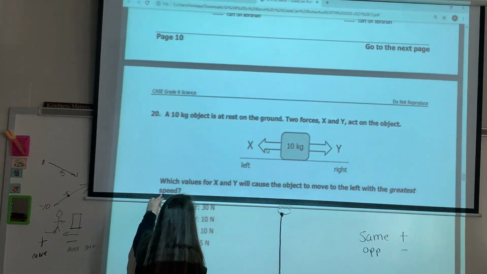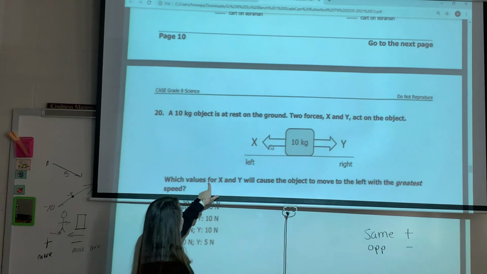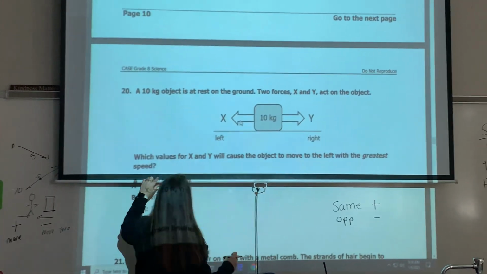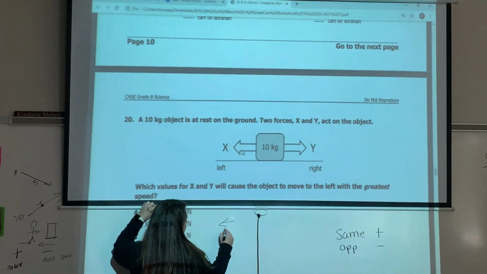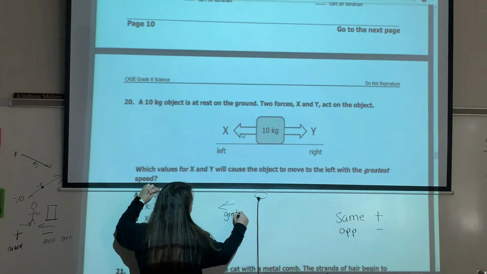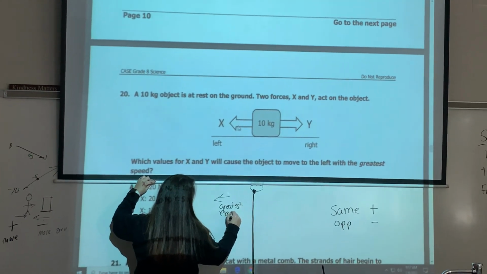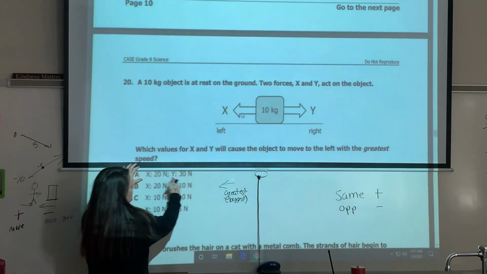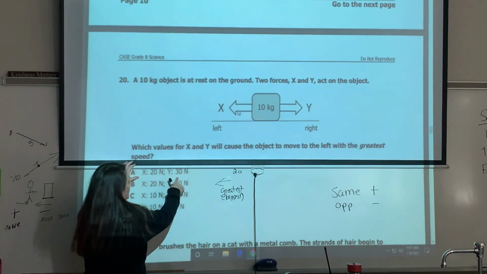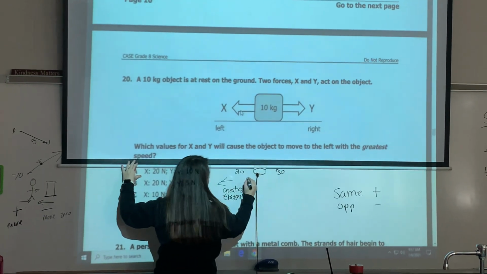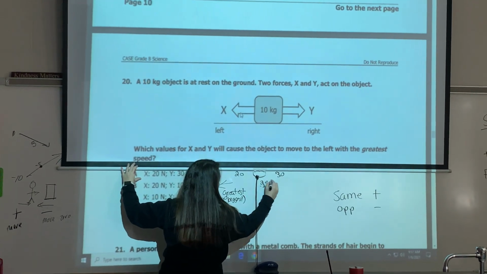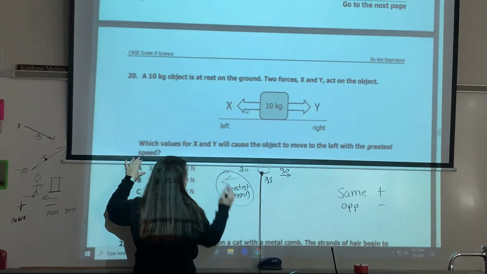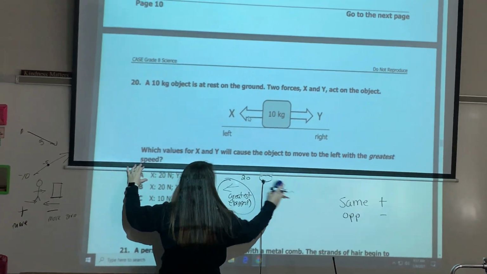Okay. All right, so we're going to figure out which values for x and y will cause the object to move to the left at the greatest speed. So we need it to go to the left at the greatest speed. So we're looking for the biggest number here, going to the left, okay? So what we need to do is plug in these numbers. So if x is 20 and y is 30, and we subtract 20 and 30, notice that this one is going to be the greatest. Well, we're looking for the greatest to be going to the left. So we know automatically that's going to be a wrong answer.